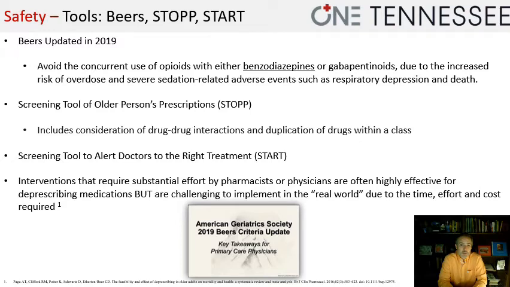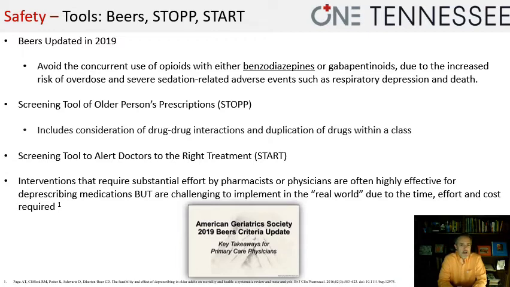depression and death. There's also the screening tool of older persons' prescriptions, or the STOP. That includes considerations of drug-drug interactions and duplications of drugs within a class. So the BEERS and STOP criteria are both really clinically useful in most practical settings. There's also the screening tool to alert doctors to the right treatment, or START.